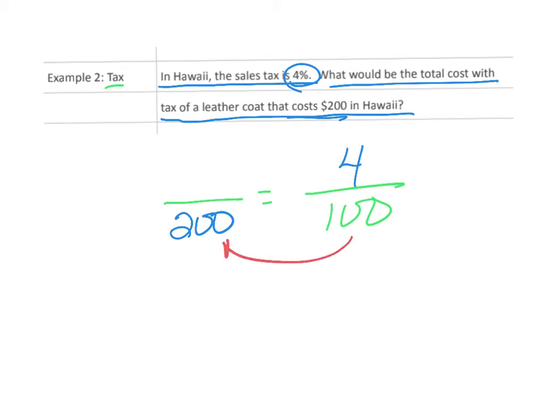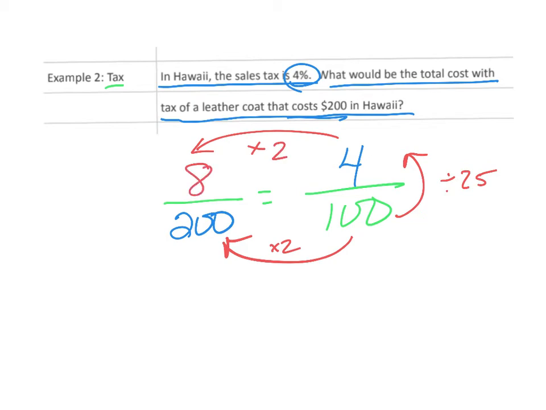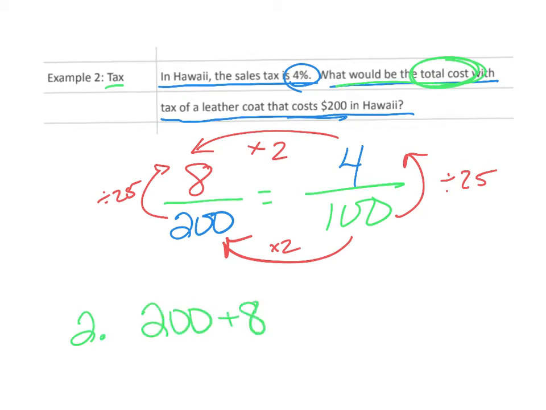So this one should be fairly easy. I can do 100 times 2, which gives me 200, or I can divide by 25. Either way, that's going to work. So I'm going to go this way because it's easier. 4 times 2, that gives me 8. And even if I did 200 divided by 25, that would also give me 8. So either way works. I don't care. But 8 is not our answer. Our answer is what would the total cost be? So here's that second step. I have to do 200 for the coat plus the $8 in tax. My total cost would be $208.